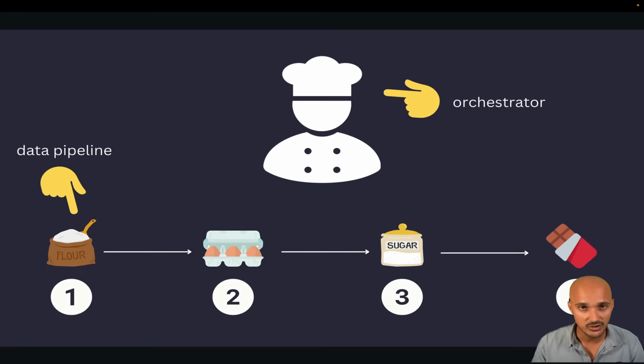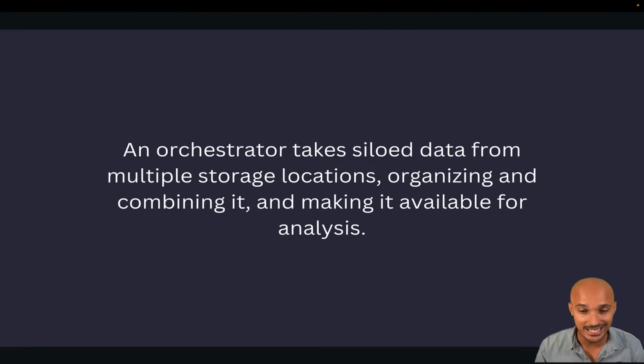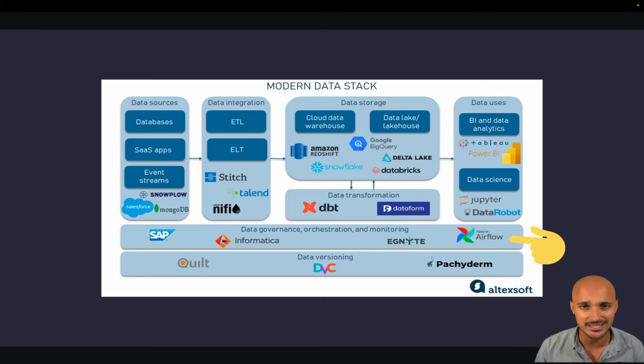So the goal of the orchestrator is to schedule tasks in the right way, at the right time, in a specific order, to get an output that you can use for something else at the end. In fact, a formal definition of an orchestrator is that it takes siloed data from multiple storage locations to organize and combine this data in a way that at the end, you get something useful to run analyses and so on. If you take a typical data stack, you will see that the orchestrator sits next to the components of the data stack. Why? Because it orchestrates all of those components together to build your workflows.